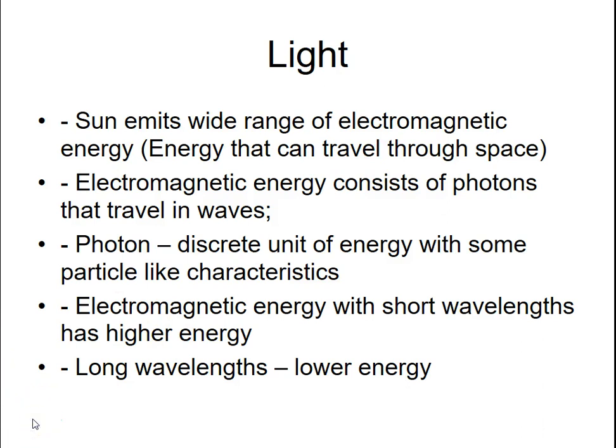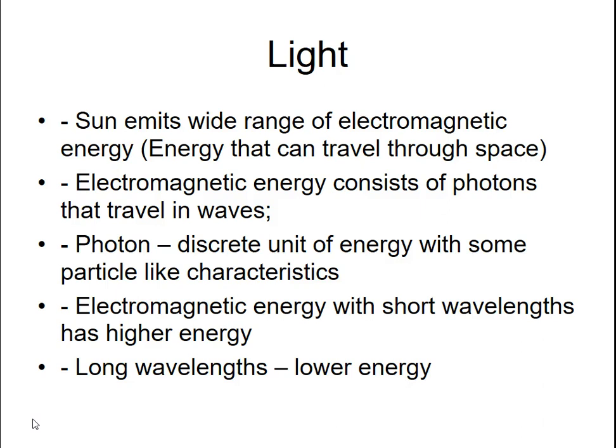The next thing we need to look at in relation to photosynthesis is the nature of light. So the sun gives off a wide range of what's called electromagnetic energy. And electromagnetic energy is energy that can travel through the near vacuum of space, as opposed to something like sound, which has to have a medium through which it travels. So the electromagnetic energy is able to make its way from the sun to the earth.